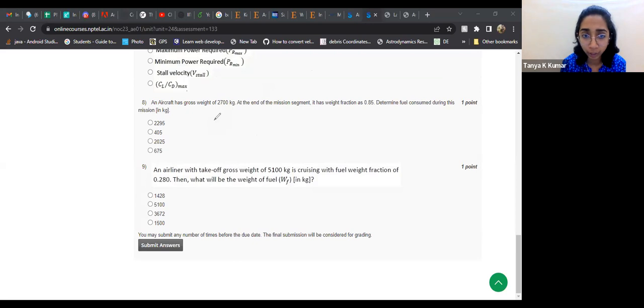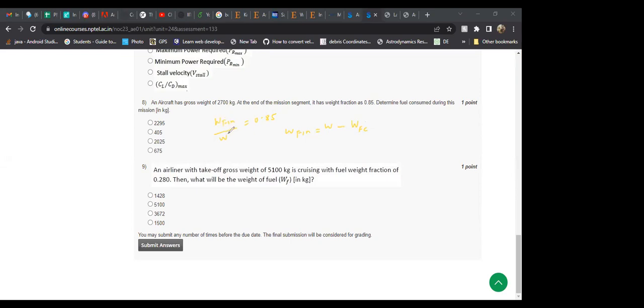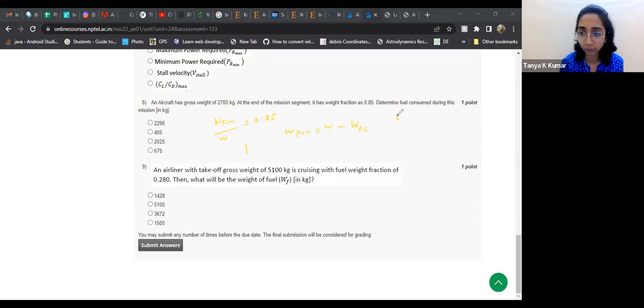So weight fraction at the end of the flight is final weight by overall weight. This they have given you as 0.85. So initially, what would this ratio be at the beginning of the flight? Weight final is, because it has lost some fuel, right? So it's this minus some fuel consumed. So this is the final weight. So initially, what would this ratio be? It would be 1, ma'am. It would be 1. So the first ratio, ratio 1, would be 1.